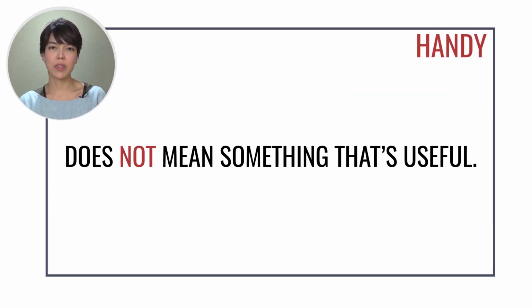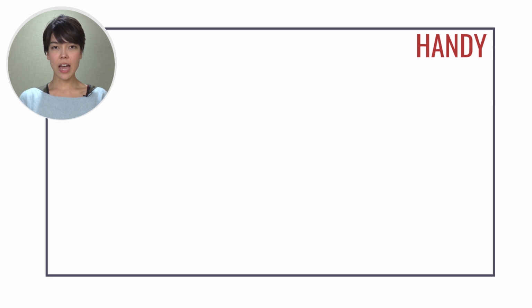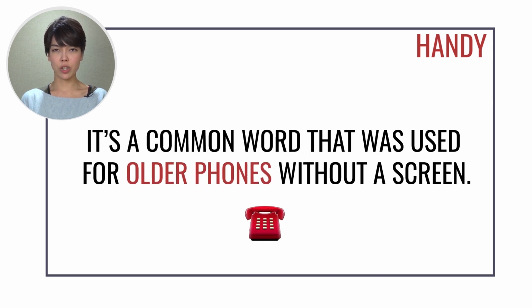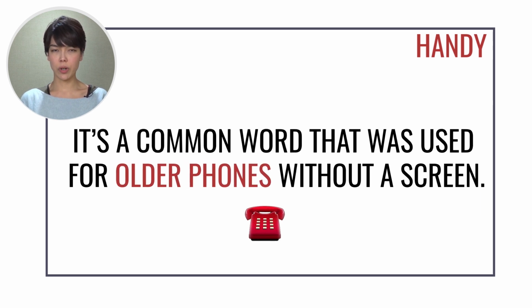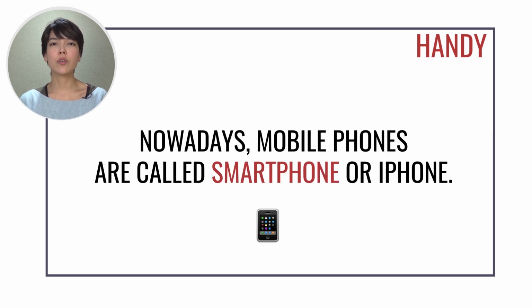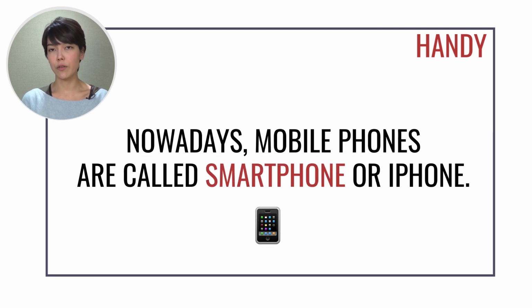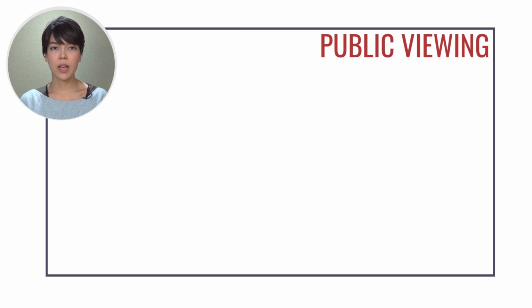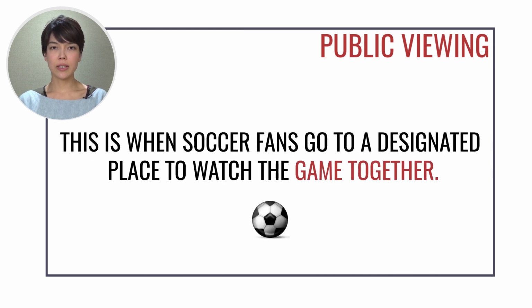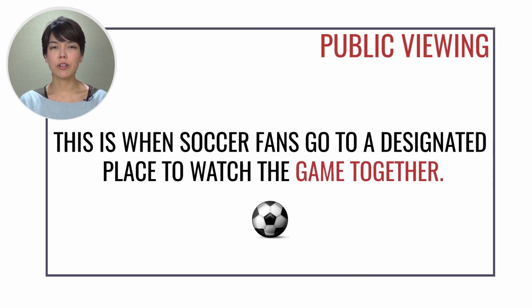Handy doesn't mean something that's useful. Actually, it's a common word that was used for older phones without a screen. Nowadays, mobile phones are called smartphone or iPhone. Places where soccer games are screened publicly are called public viewing. This is when soccer fans go to a designated place to watch the game together.